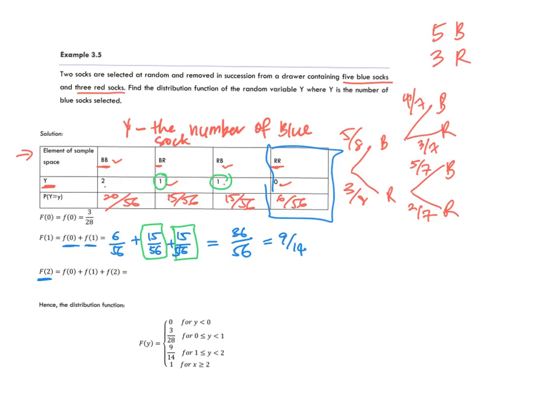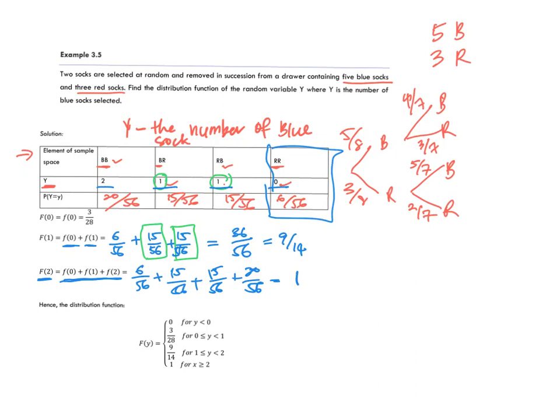since the possible values we can get here are only 0, 1, 1, or 2, you only need to total up the probabilities for y equals 0, y equals 1, and y equals 2. The value we get here is 6 over 56 plus 15 over 56 plus 15 over 56 plus 20 over 56, which equals 1.